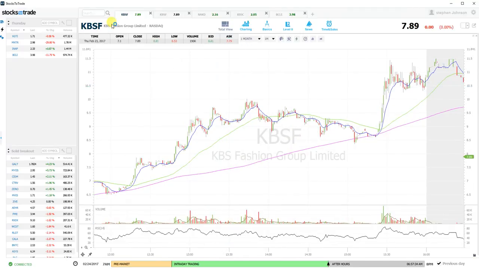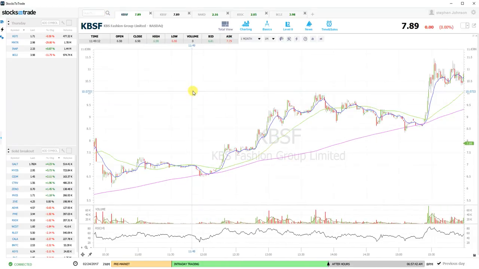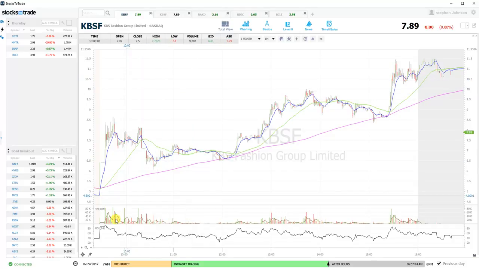Okay, but let's look at KBSF first of all, and I'll just move out a little bit. So first of all, RSI, let's quickly look at it. RSI is just the relative strength index, and it looks at price movement and it scores it on a scale of 100 to 0. And basically RSI can tell you if a stock is overbought or oversold. So if it's above 70, it's generally considered by the industry as overbought. If it's below 30, it's generally considered by the industry as oversold.